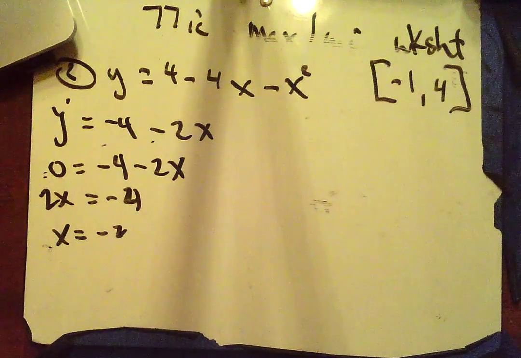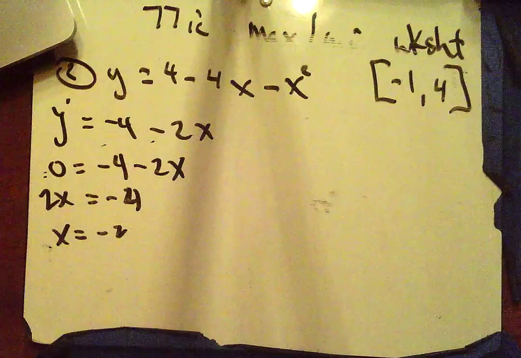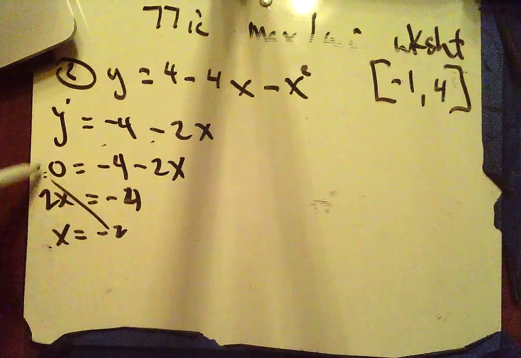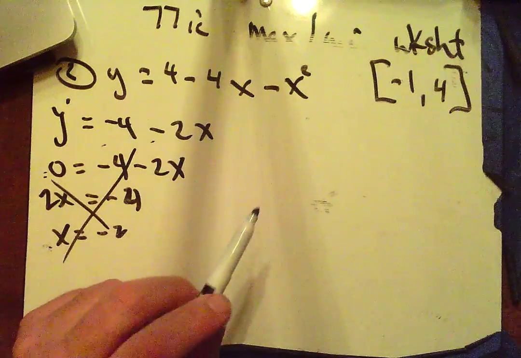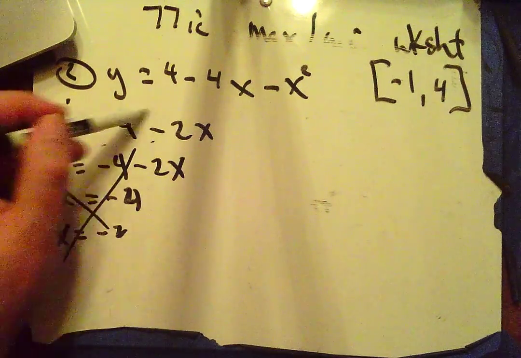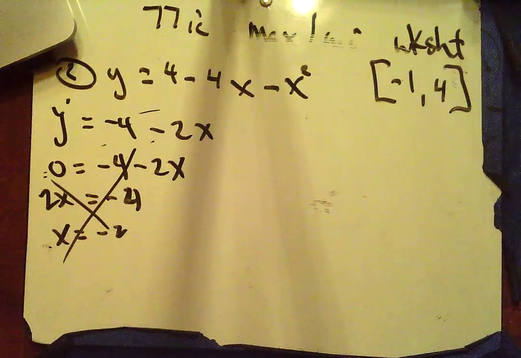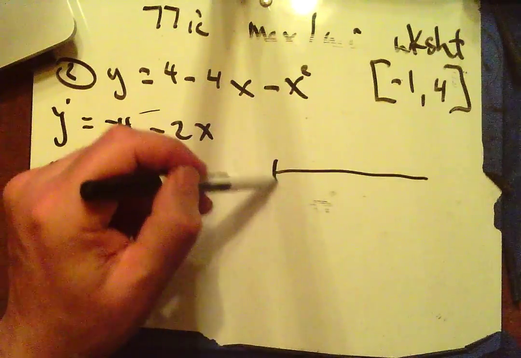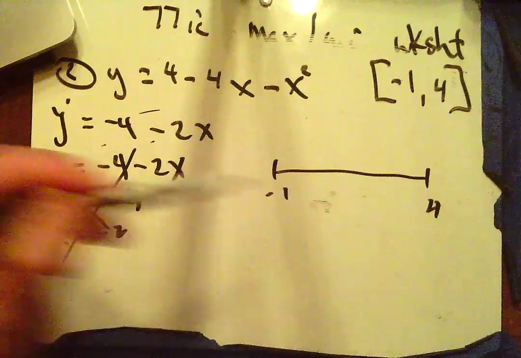Yeah? So at x equals negative 2, I'm supposed to have something, but that's outside this boundary. So, yeah, no, not going to work. Again, this derivative is linear. Linear functions are never undefined, so I don't have to worry about that. All I have to do is check my endpoints.